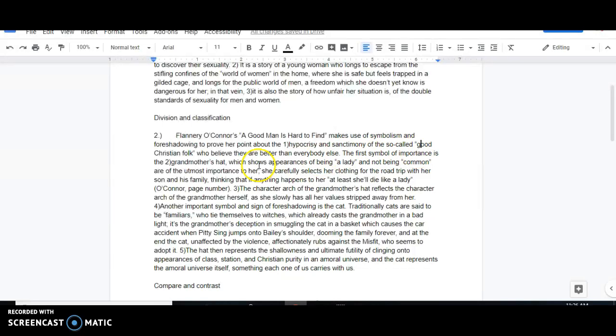The first symbol of importance is the grandmother's hat. She cares about class above everything else. You can see from the anecdote in the story where she talks about the man, I think it was Mr. Teagarden, she used to date, who was poor, and then she wishes she would have married him. She says straight out that he was a good man and a kind man, but that's not the reason she wishes she would have married him. She wishes she would have married him because he bought Coca-Cola stock and later became a millionaire. So she's extremely superficial and greedy and only cares about station and class.